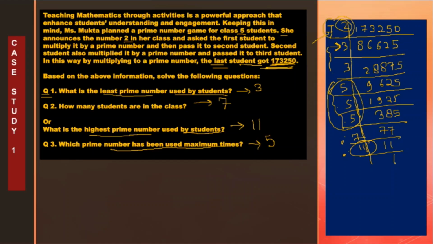Ms. Mukta designed a prime number game for her 5th graders. She started with the number 2, and each student took turns multiplying it by a prime number before passing it on. By the end, the final number was 173,250. Now we're asked to dig into this, figuring out the smallest prime number used, how many students played, the highest prime number involved, and which prime was used the most. It's a great way to bring prime numbers into action.